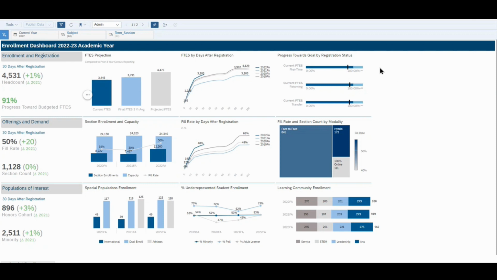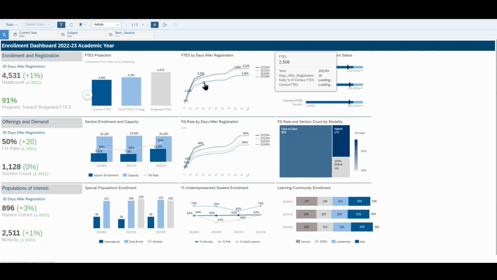We can break down our progress towards our FTES goals for different populations, such as first-time, returning, and transfer students. If your institution sets specific FTES goals, we can incorporate those goals into the dashboard. We can also combine our census and offset snapshots to make projections.